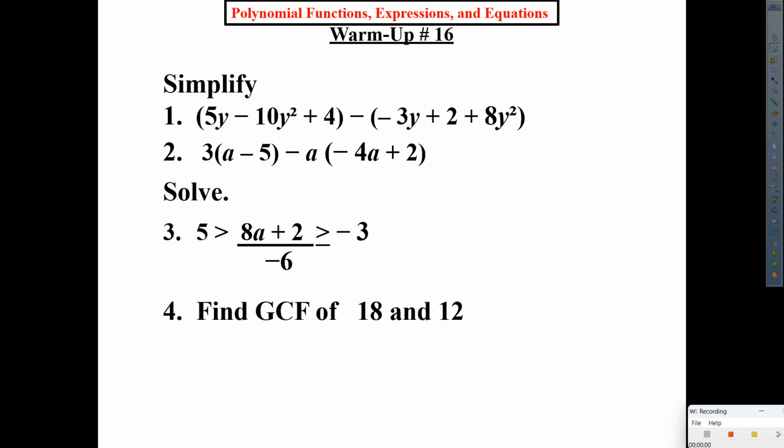Warm-up 16 is on the screen. Numbers 1 and 2 are to simplify those expressions. Number 3 is to solve. And I'm introducing another one, number 4: find the GCF of 18 and 12. Let's see how well you remember that.